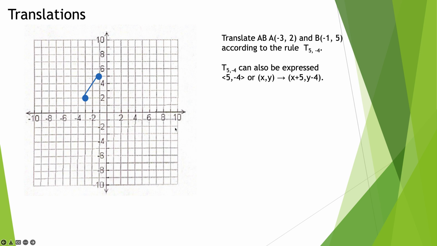Anyway, so next up. This one's on you. Translate AB according to the rule T5 -4. There you go. Go ahead. You're up.